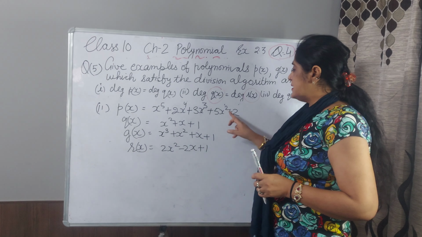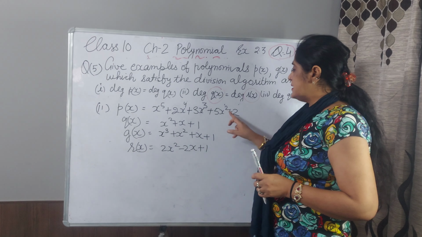What is the degree? Degree is 2. Now remainder will be left 2x square minus 2x plus 1. You can check by long division. Here degree of remainder is 2. Now degree of qx is coming equal to degree of remainder by this example.